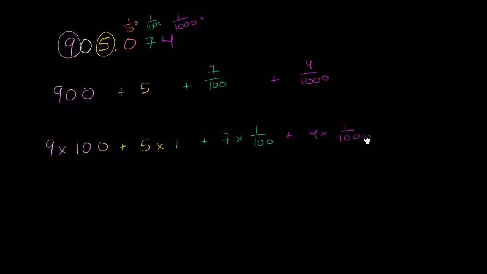4 times 1/1,000th. Notice, this is coming from the hundreds place. You have 0 tens, but I'll write the tens place there just so you see it. So it's 0 tens, so I didn't even bother to write that down. Then you have your ones place. You have 5 ones. Then you have 0 tenths, so I didn't write that down. Then you have 7 hundredths, and then you have 4 thousandths.